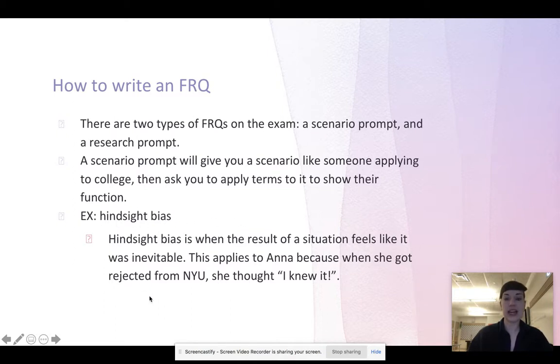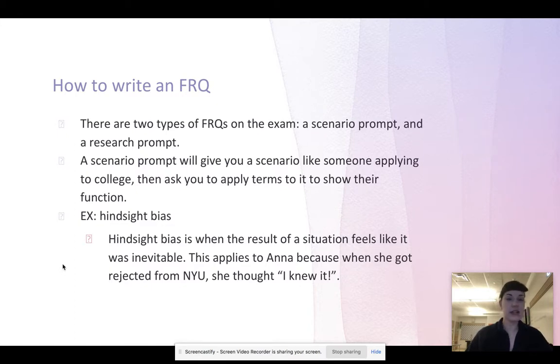So then we would have to answer something like this. We would have to say hindsight bias is, and give the definition. And then we would have to say how it applies to the term. So we'd say hindsight bias is when the result of a situation feels like it was inevitable. And this applies to Anna because when she got rejected from NYU, she thought, I knew it.